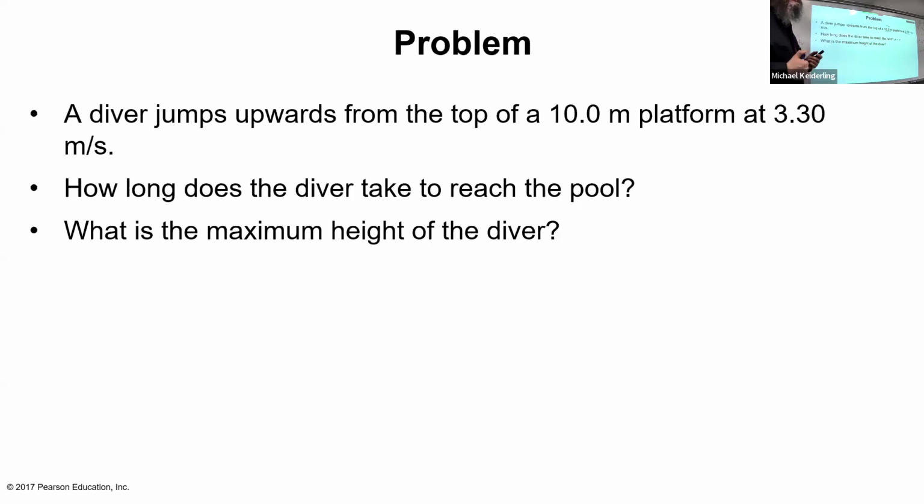And what is the maximum height of the diver? So to figure out the time you reach maximum height, at x max, v will equal 0. So at your maximum height, your velocity will be 0 because that's when you're turning around. You've come to a stop and you've started to fall back down.